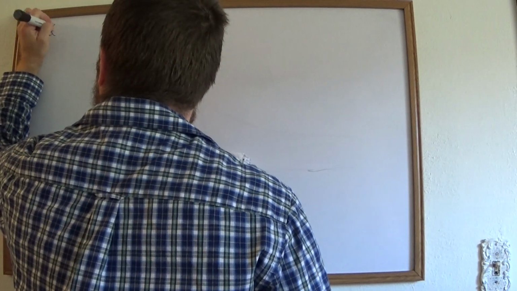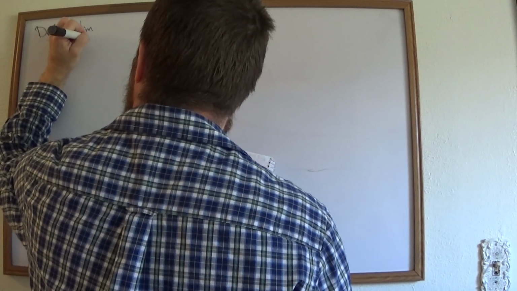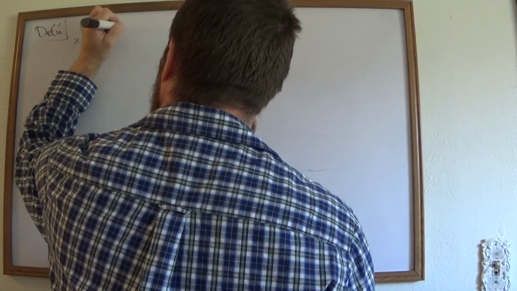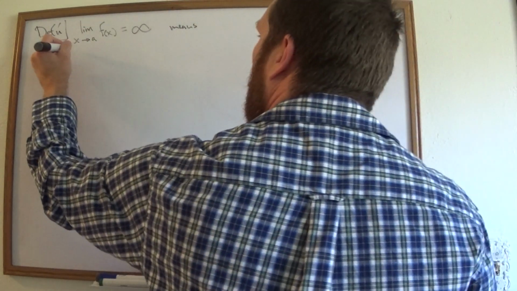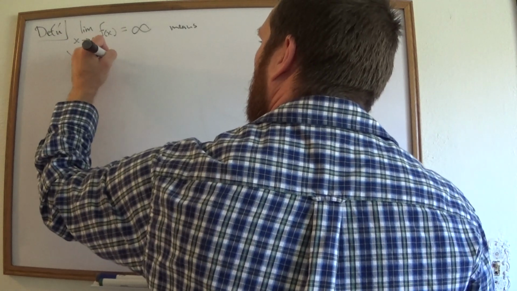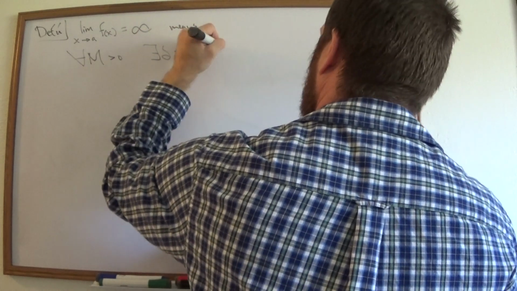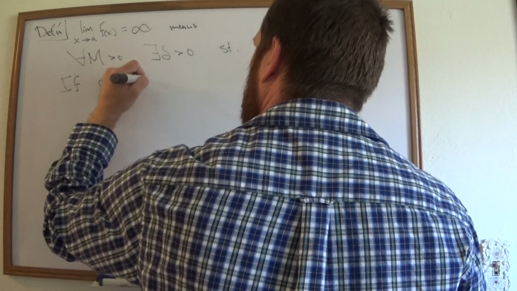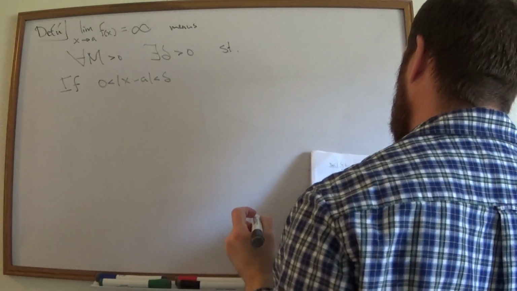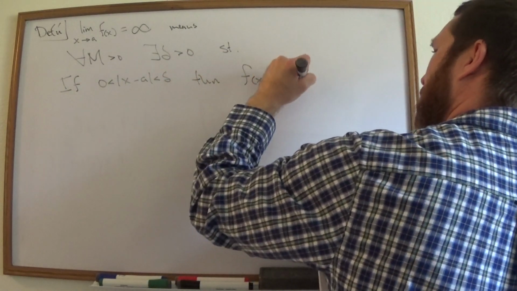Now this one is in your book. Definition: the limit as x goes to a of f of x equals infinity means for all m bigger than 0, there exists a delta bigger than 0 such that if x is within delta of a, then f of x is bigger than m.